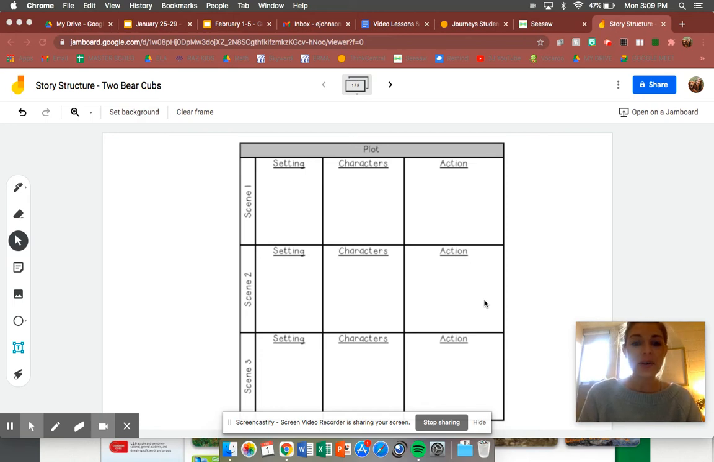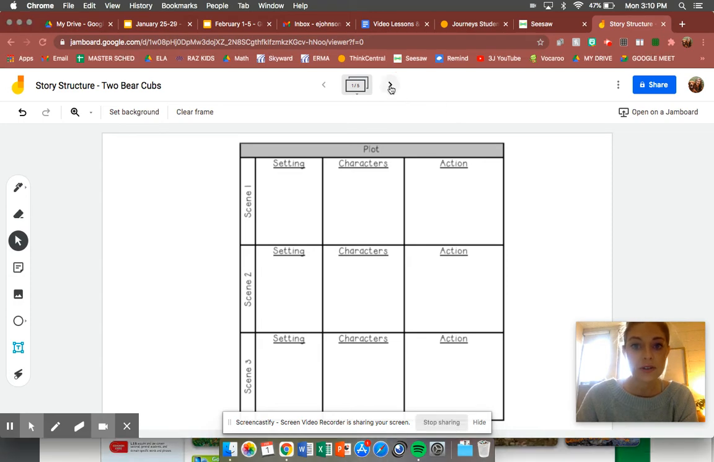Today we are going to go ahead and talk about story structure. So story structure is the different parts of the story. So it is the setting, the characters, and the problem and solution. So we have four. Today we are focusing on setting, characters, and action. And we're going to talk about what those three things mean.